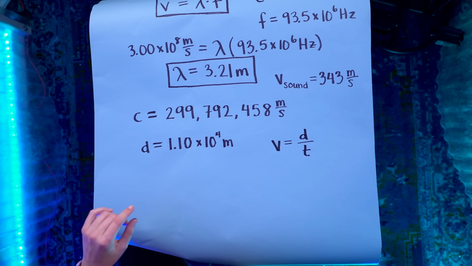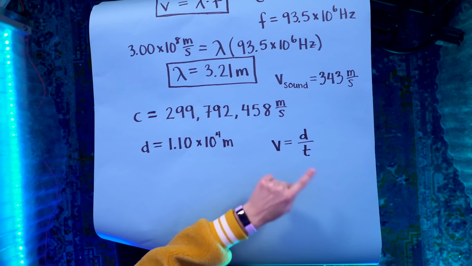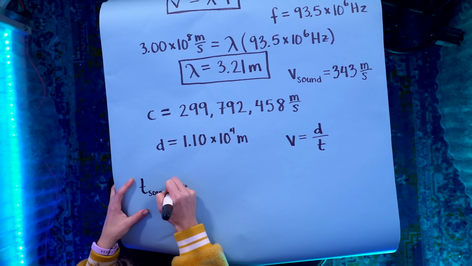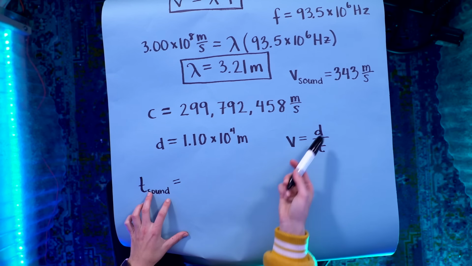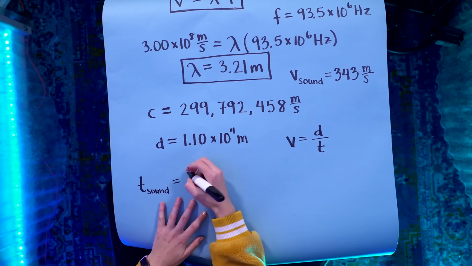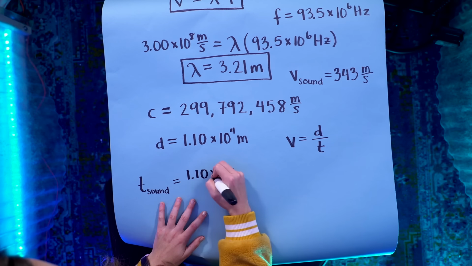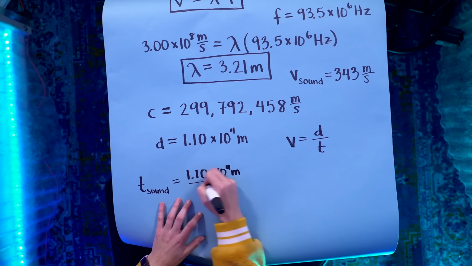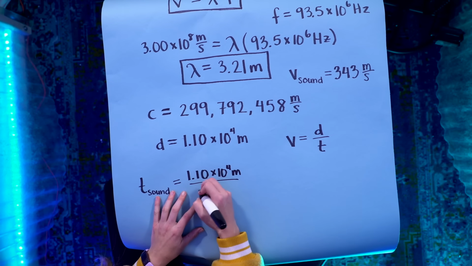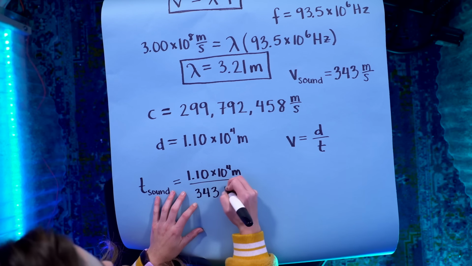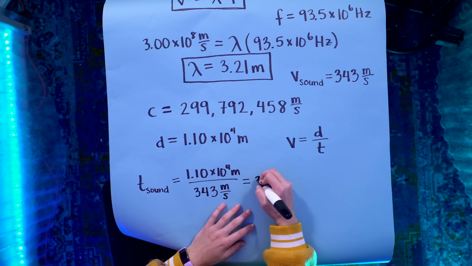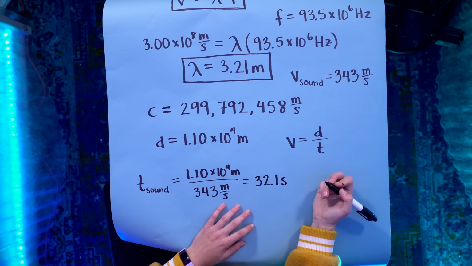My distance is 11 kilometers, and I want to know my time. So for sound, that's going to be, bring the t up, bring the v down, so I'm going to divide distance by velocity. So I'm going to have my 1.10 times 10 to the 4th meters over my velocity. And for sound, that's 343 meters per second. That equals 32.1 seconds. That's a long time.